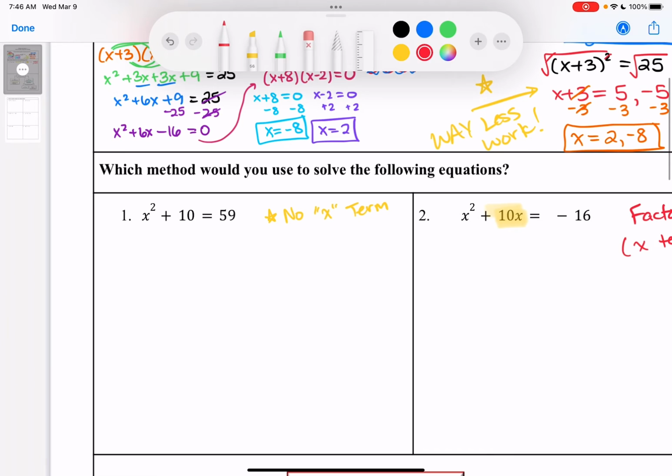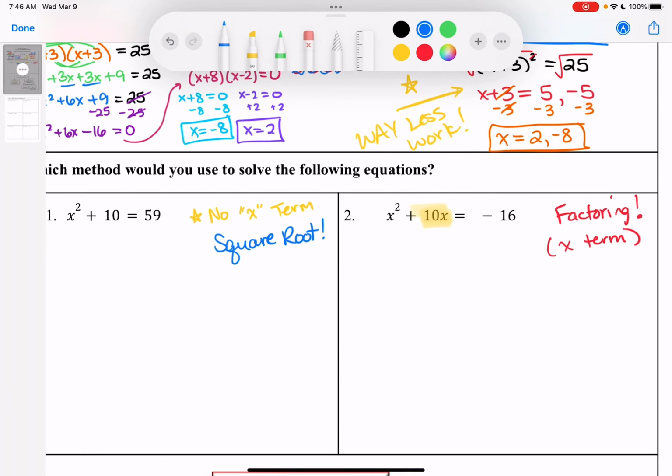Now on number 1, there's no x term. That means I can use a square root on this one. I can get that x squared by itself, and that's the only x in the whole problem. So once I get that x squared by itself, then I can take the square root of both sides. But on number 2, if I tried to get x squared by itself, I'd still have an x on the other side, and that'd be a big problem.